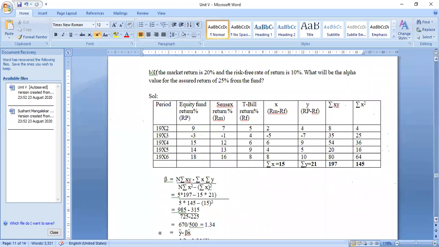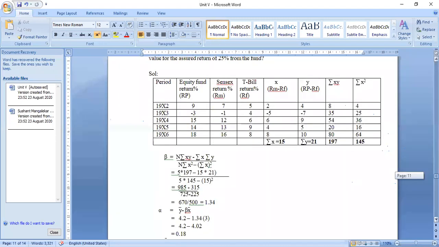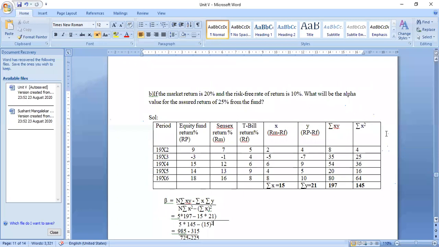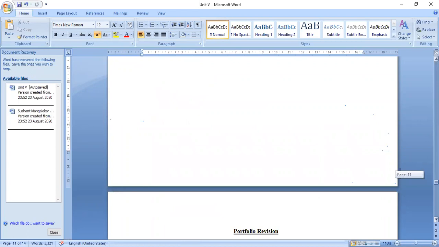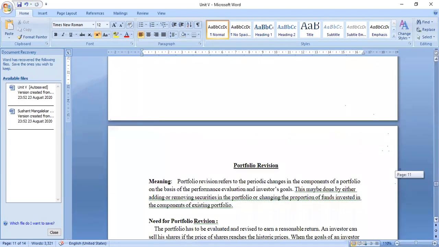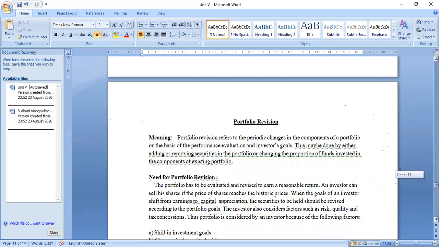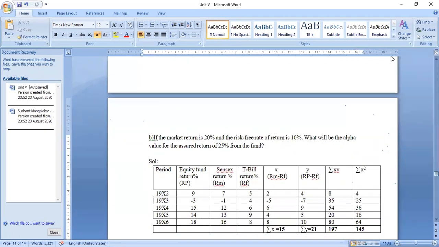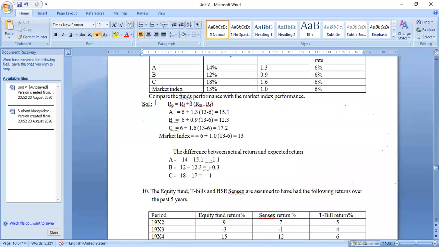So as Anuradha has highlighted, you can use Jensen alpha, not a problem. You will get the correct values. But you just need to specify that, that's it. So I'll just verify with this.